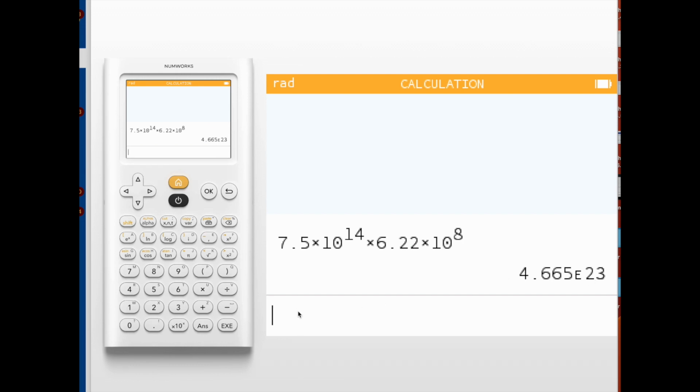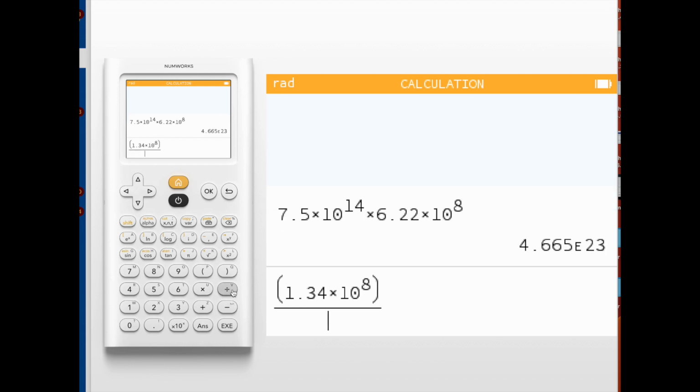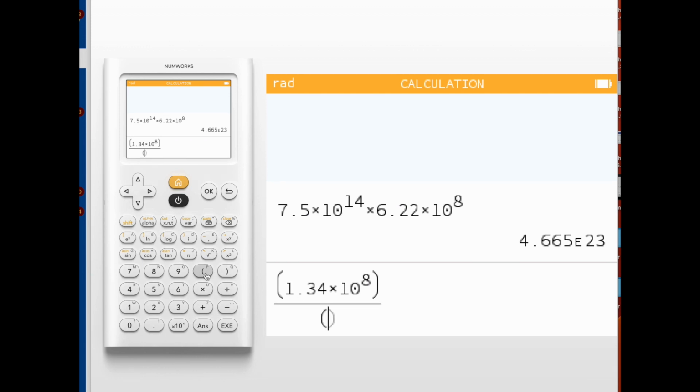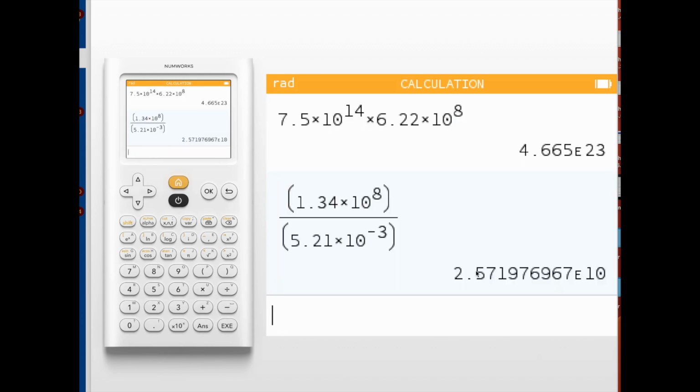Now, the one that's a little bit more difficult is division. And in this case, you're going to need to use some parentheses to do that. First number in parentheses, so 1.34 times 10 to the 8, and then close parentheses. So I would do it that way. And then you do your division here. So you do divide, and it might look like this. It might look like a division symbol. And then you put another parentheses and the other number. So 5.21 times 10 to the -3, and then execute. And so this would be your answer.